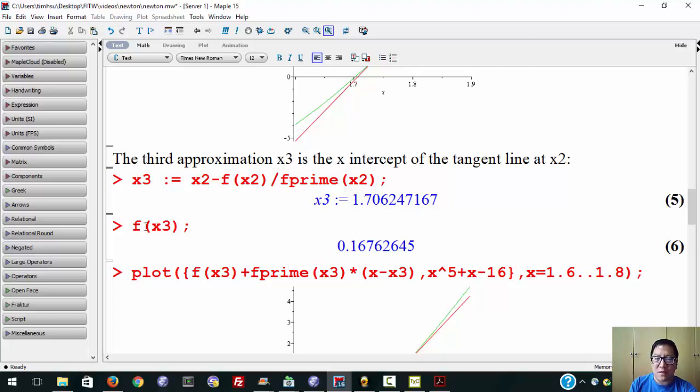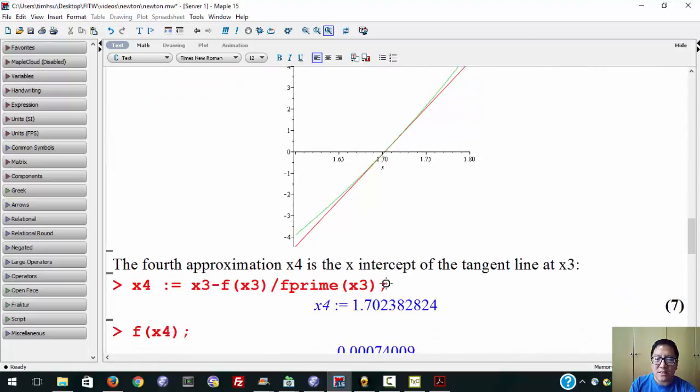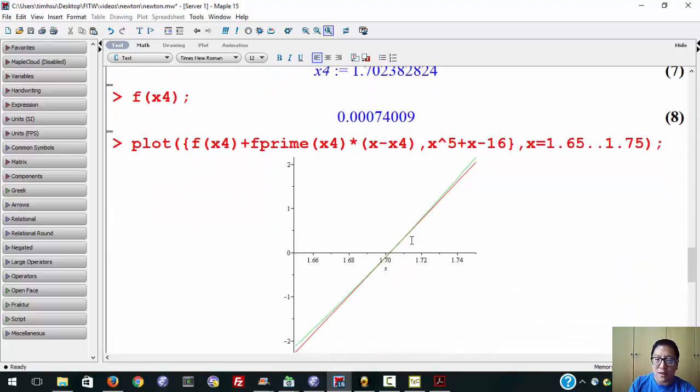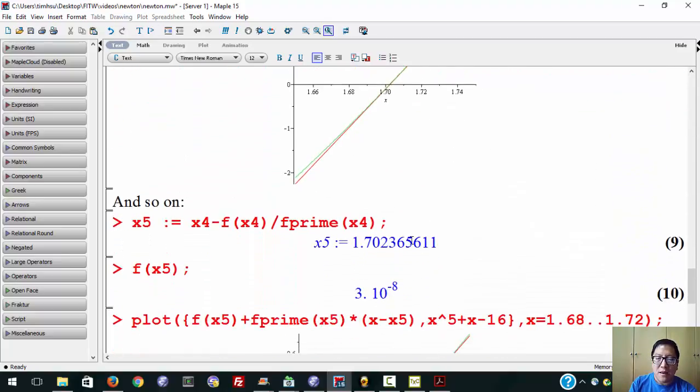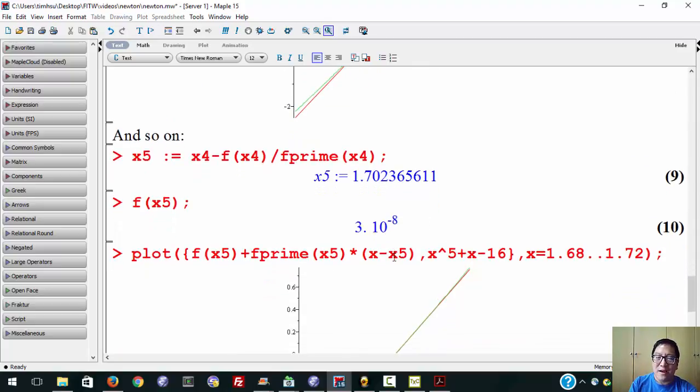Well, this is starting to look pretty good because f of x3 is still not 0, but it's much smaller than it was before. So again, here's the tangent line plot. And we're going to take this tangent line intersection and make that our next guess. So there's a fourth approximation, 1.70 something something. Ooh, f of x4 is looking much better. Three zeros, then a 3, then a 7. Okay, same thing again. And we get x5, and f of x5 is very small. It's 3 times 10 to the minus 8th. So this is looking pretty good.